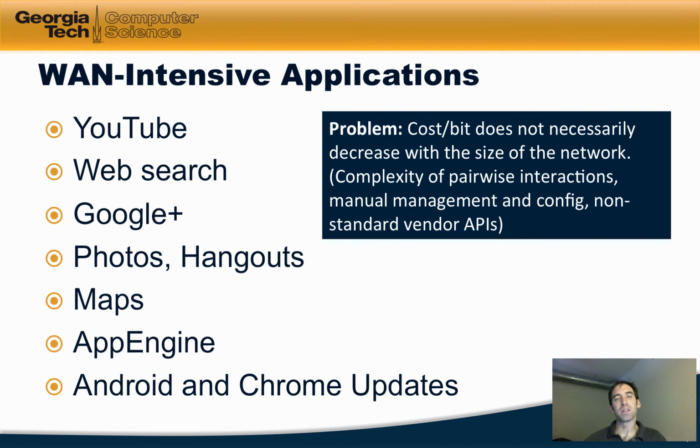Google runs many different WAN-intensive applications, ranging from YouTube to web search, to photo sharing and Hangouts, to Maps, to App Engine, to software updates for Android and Chrome. The problem with running a lot of these WAN-intensive applications is that the cost per bit does not necessarily decrease as the size of the network increases. As network size increases, the complexity of pairwise interactions between network devices, the manual management and configuration of the network, and having to deal with non-standard vendor APIs for many different network devices can become incredibly challenging and costly.